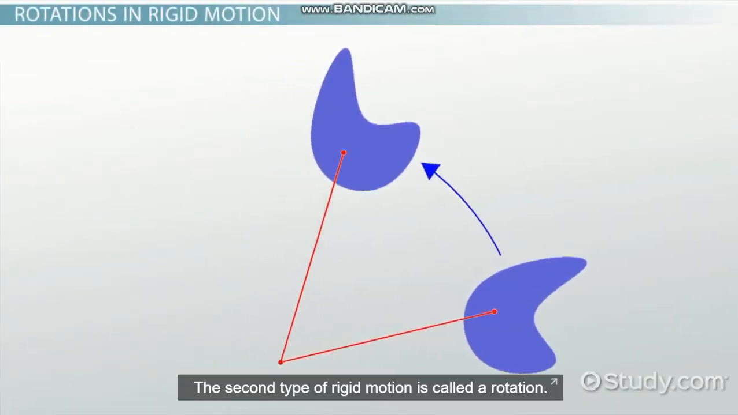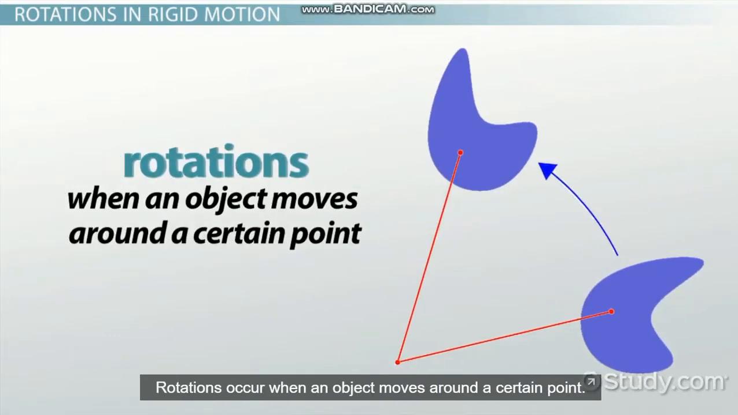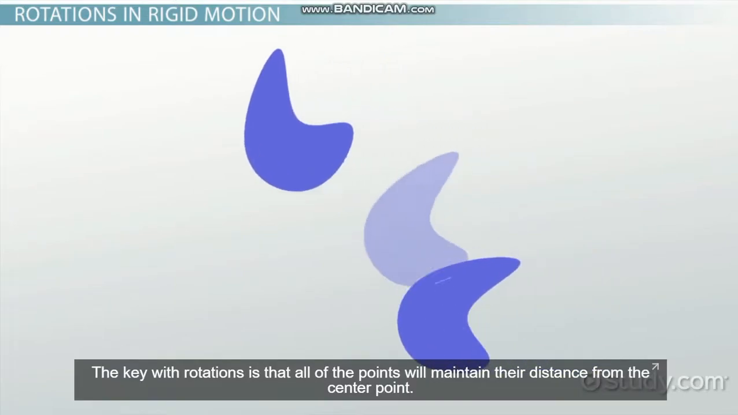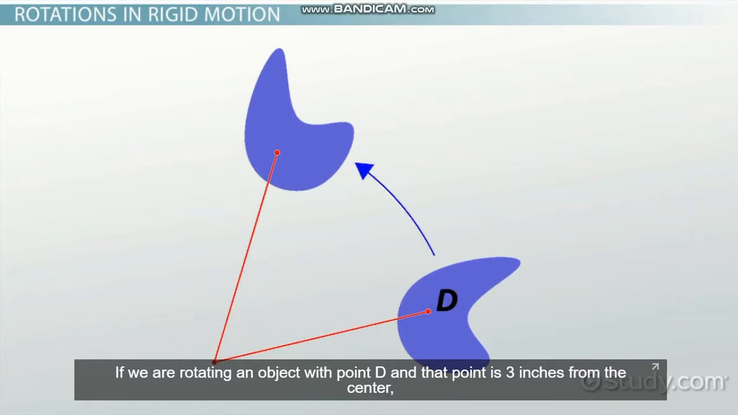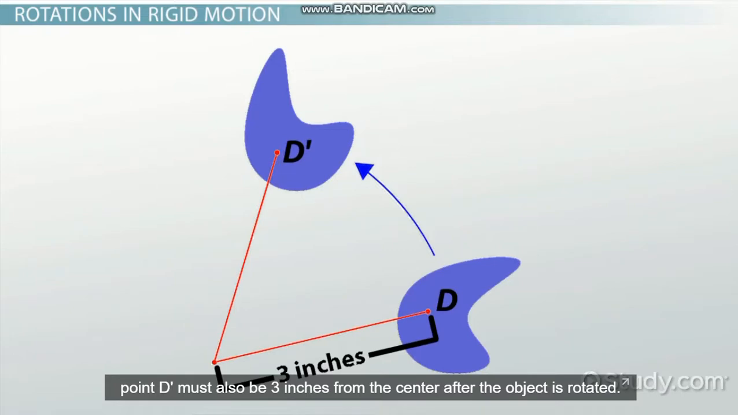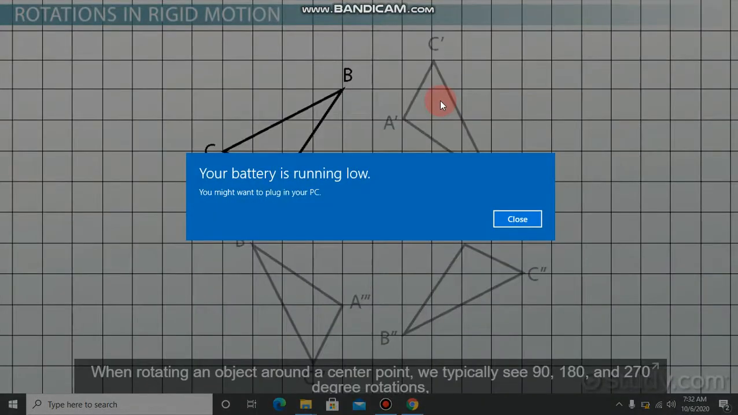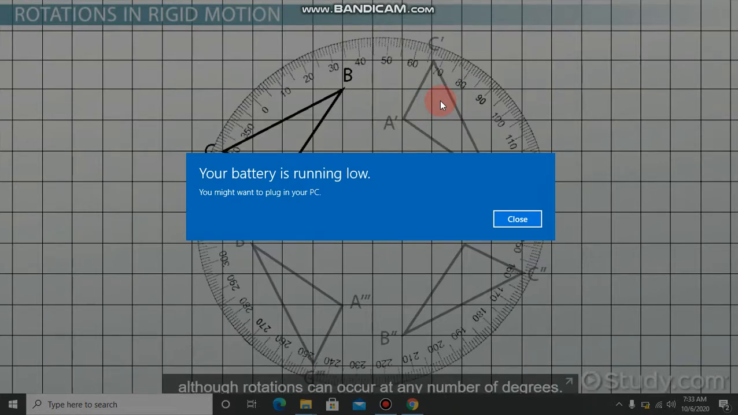The second type of rigid motion is called a rotation. Rotations occur when an object moves around a certain point. The key with rotations is that all of the points will maintain their distance from the center point. If we are rotating an object with point D, and that point is 3 inches from the center, point D prime must also be 3 inches from the center after the object is rotated. When rotating an object around a center point, we typically see 90, 180, and 270 degree rotations, although rotations can occur at any number of degrees.